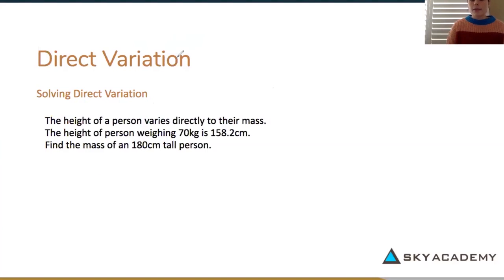The height of a person varies directly to their mass. So as a person gets taller, they may weigh more. The height of a person weighing 70 kilograms is 158.2 centimeters. Find the mass of a 180 centimeter tall person. Just like in inverse variation, we have two values that we know, and we are going to use those two values to find k, the constant, and use k plus the other value that we know to find the value that we don't know.